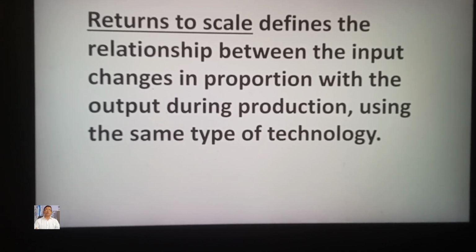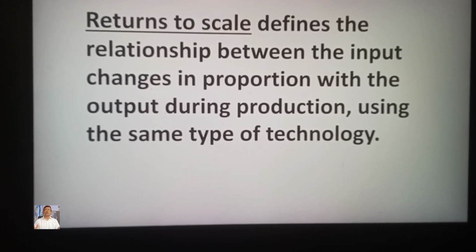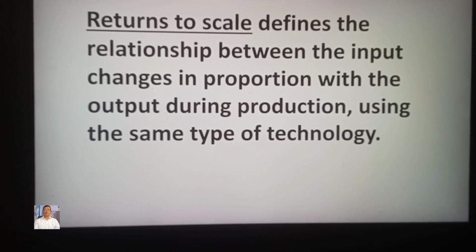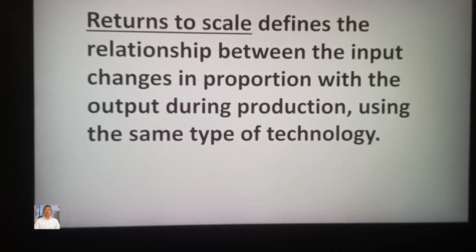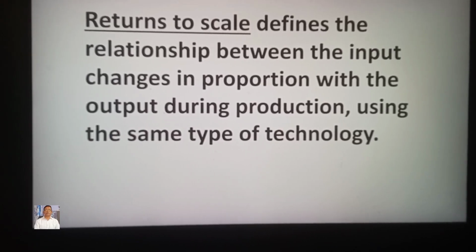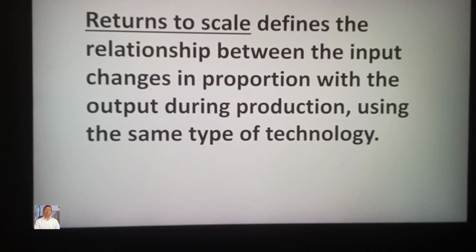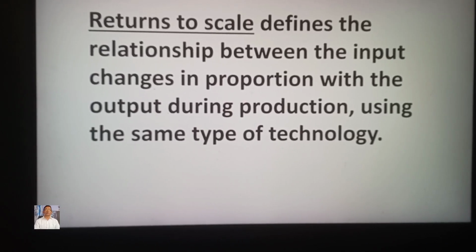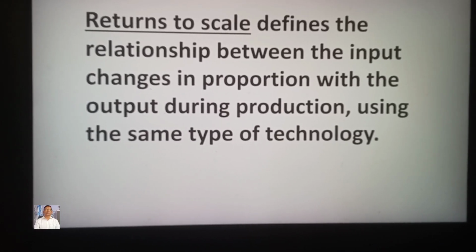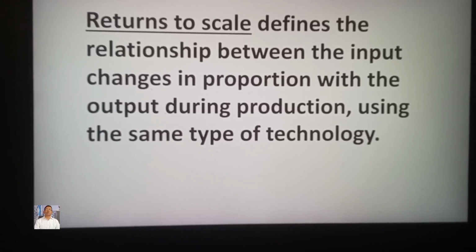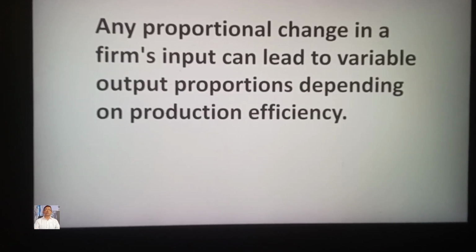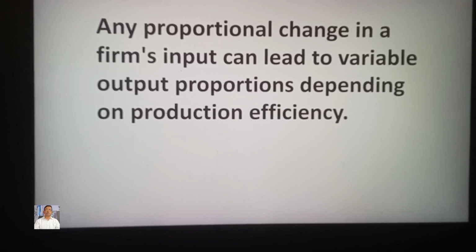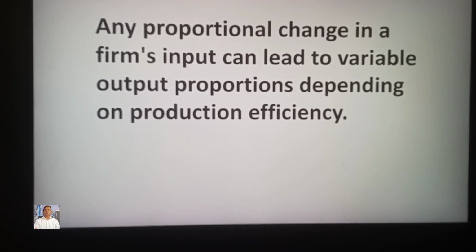A producer commonly uses inputs such as labor and capital to produce goods and services. Therefore, it is the best method to measure the efficiency of production. The lesser the amount of input a producer uses to produce more output, the better its efficiency, and vice versa. Any proportional change in a firm's input can lead to variable output proportions depending on production efficiency.